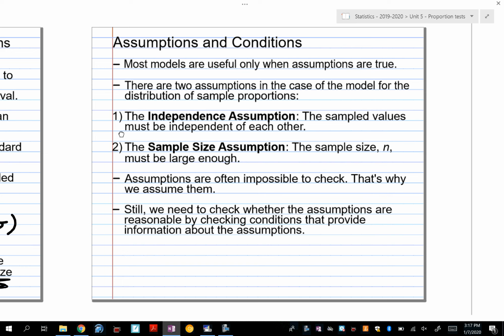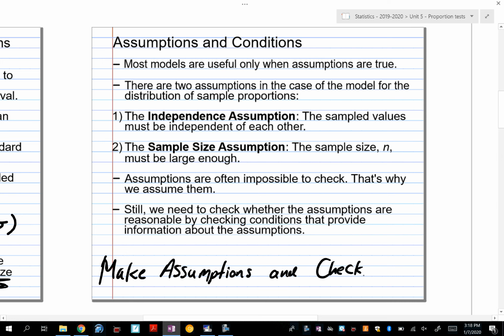The other assumption is a sample size assumption. This statement will always sound something like, our sample size of however many people is large enough. So the sample size assumption is always that our sample is large enough. Now you'll notice that these are assumptions, which we will never know if they're true. So whenever you make assumptions, you always need to check conditions. That's a phrase you'll hear me say a lot: make assumptions and check conditions. The conditions make us feel more confident in the assumptions that we're making. So every assumption that you make will have related conditions that you must check.